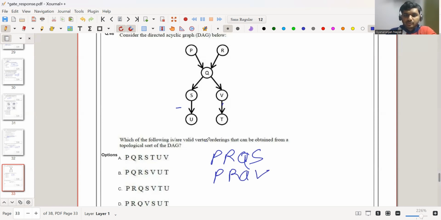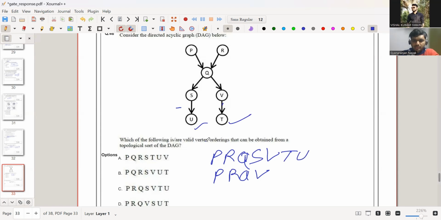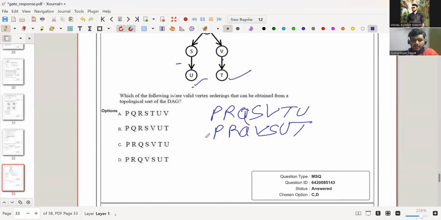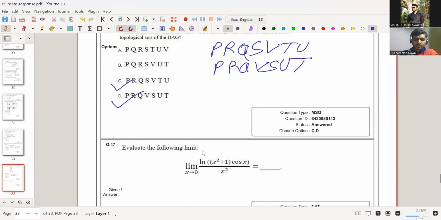If you proceed for S, then you can proceed for V. Then you can proceed for T and U. And after V, you can proceed for S. If you proceed for S, then U, then T. So here you can check the options and you find options C and D are correct. Okay, we proceed for next.